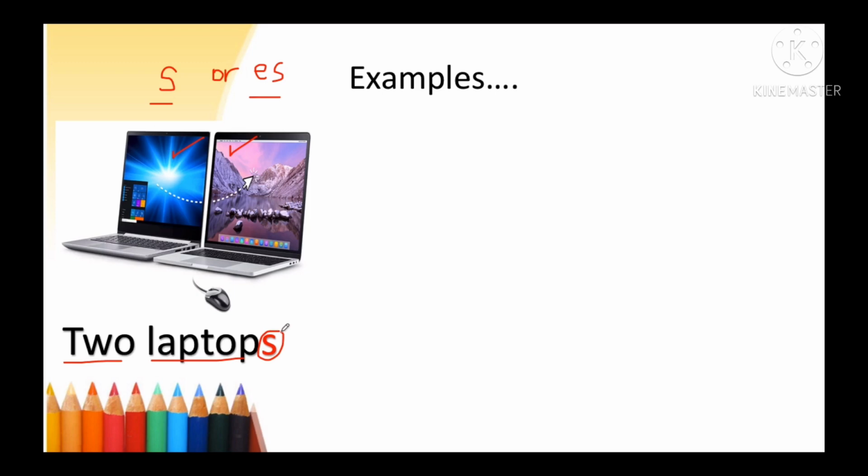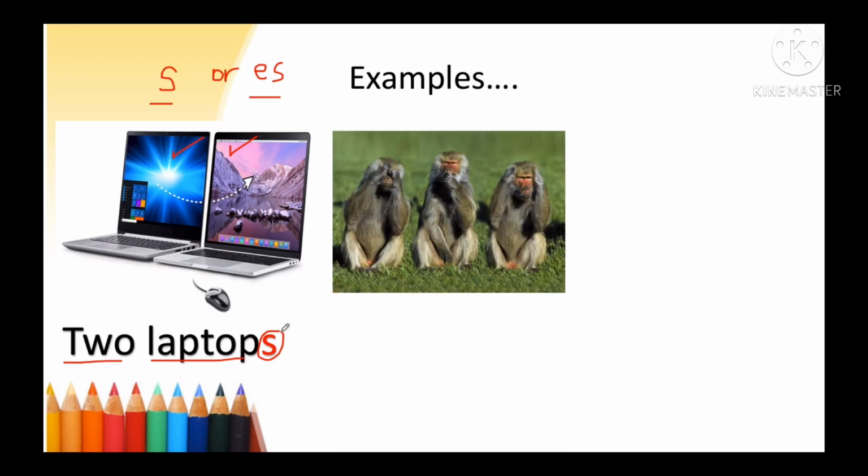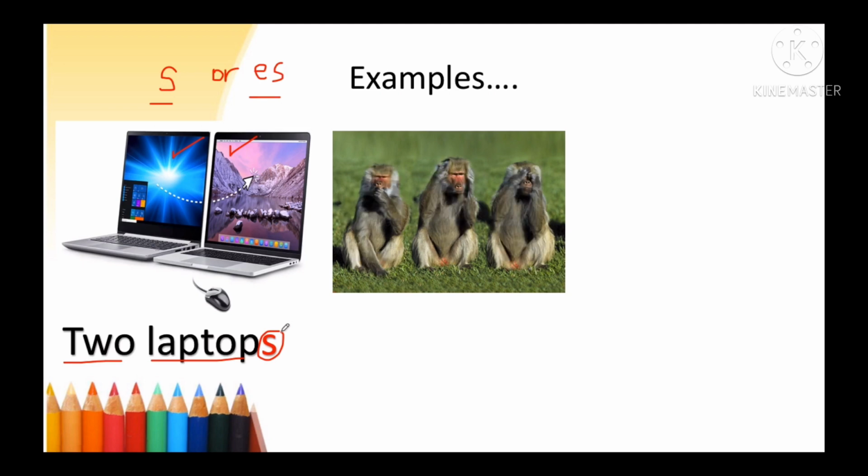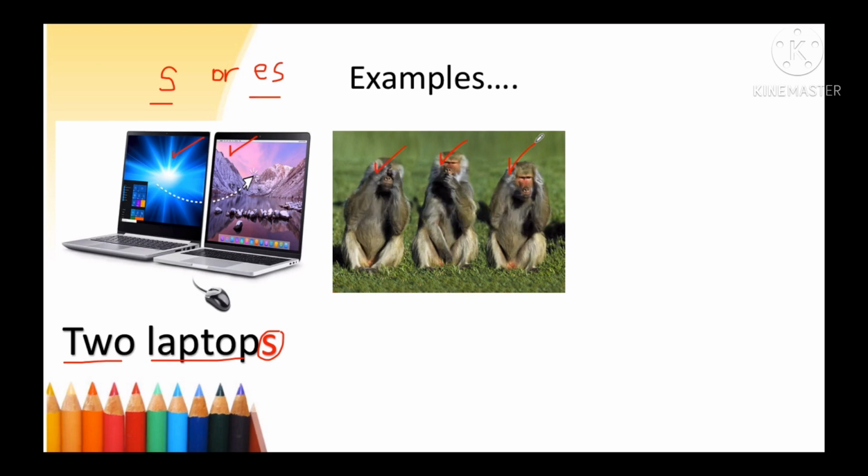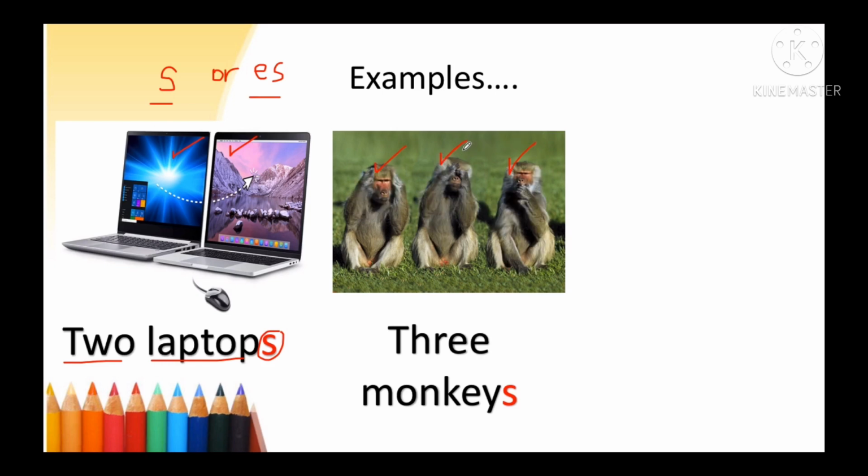Second picture. How many monkeys do we have here? How many animals do we have here? 3. We have 1, 2, 3. So we have 3 monkeys. If I have only one, I can call this only one monkey. But since I have 3, I need to add S or ES, right? So we have 3 monkeys.